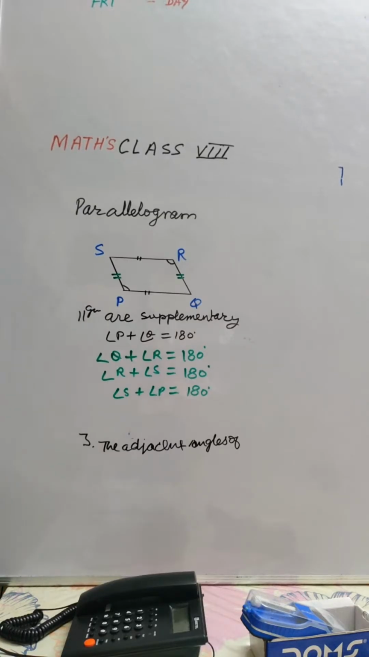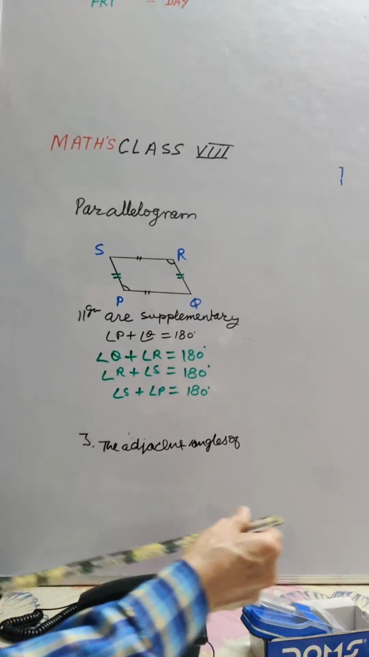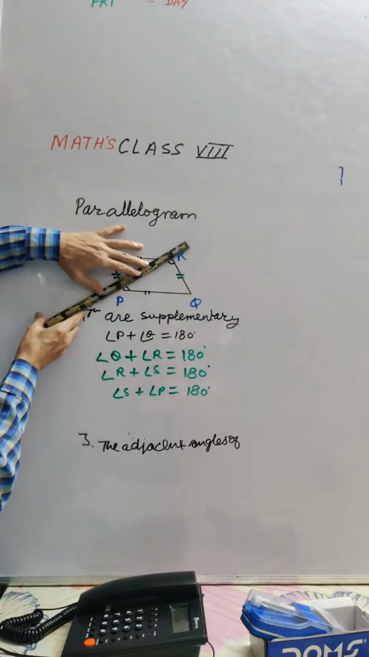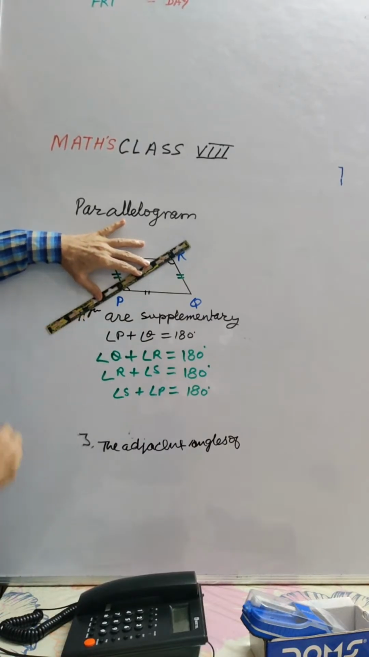So this is property third. Property fourth. The diagonals of parallelogram bisect each other at the point of their intersection, O. If we draw the diagonals of this parallelogram, they will bisect each other.